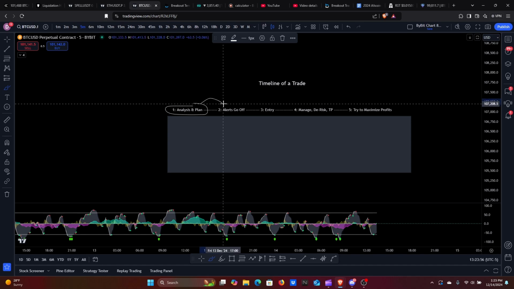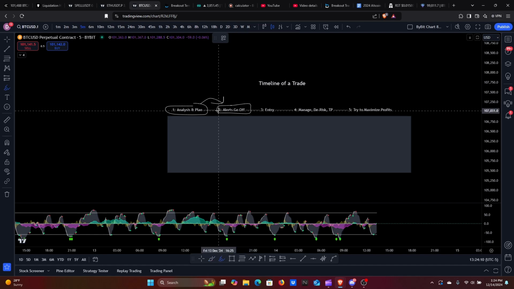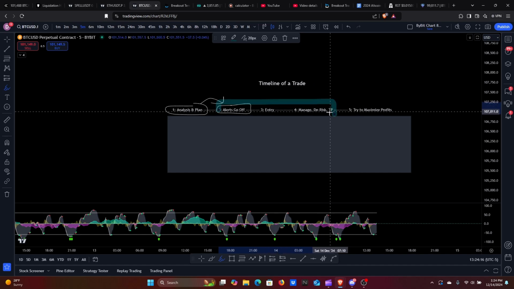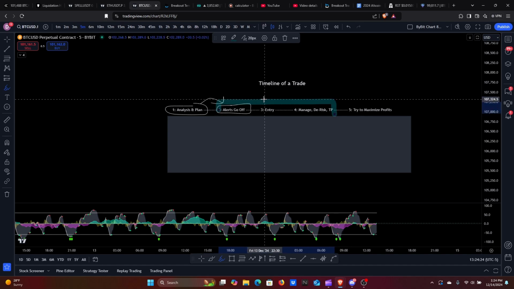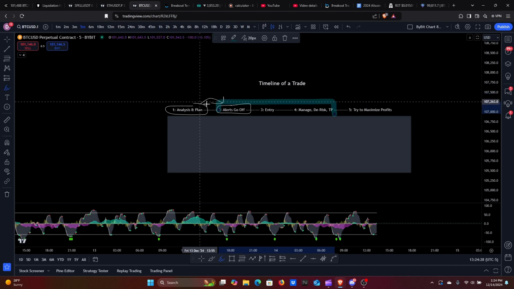Once those alerts go off, meaning once price gets to my area of interest, that is when I essentially lock in. I start focusing and watching price. And I would say from the time that my alerts go off to, if I end up entering it, until I de-risk and take profit on that trade, I consider this my lock-in zone. I have to be focused during this period. I can't lose focus because I've done that in the past.